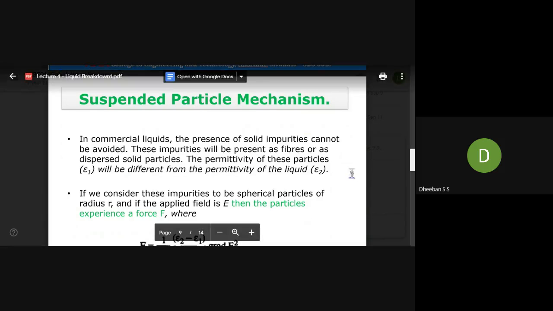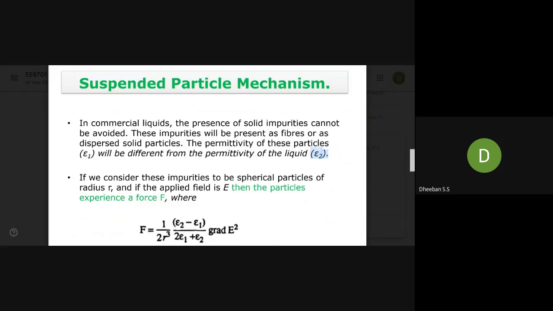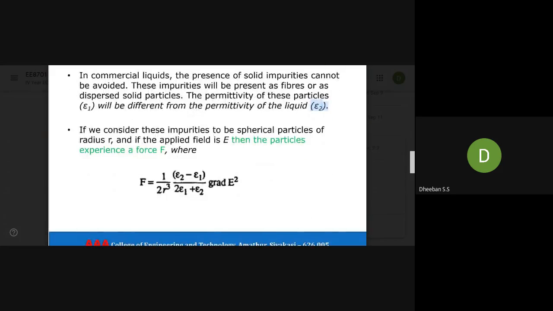So in the suspended particle, the variation due to the epsilon value will have an impact. If we consider these impurities to be spherical, the shape they are talking about here is the shape of the impurity particle being spherical, and if the applied field is E, then they're talking about the force.